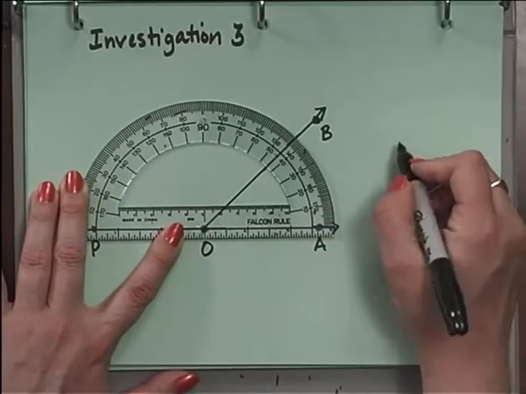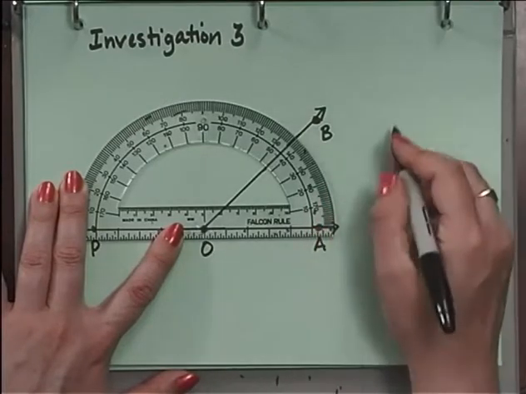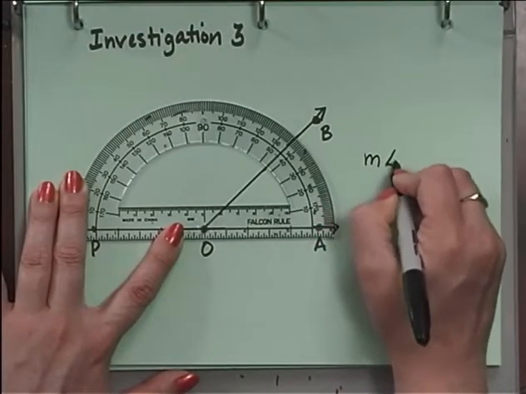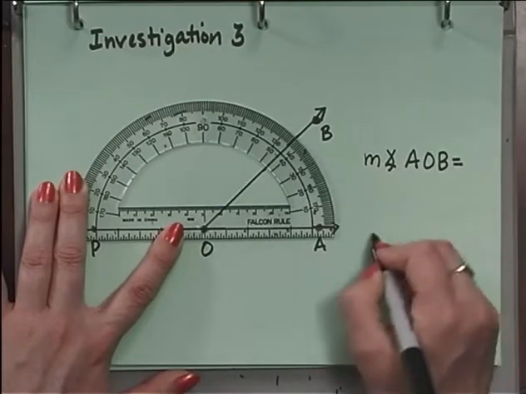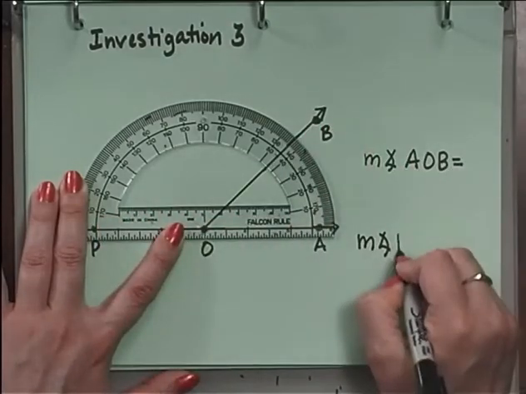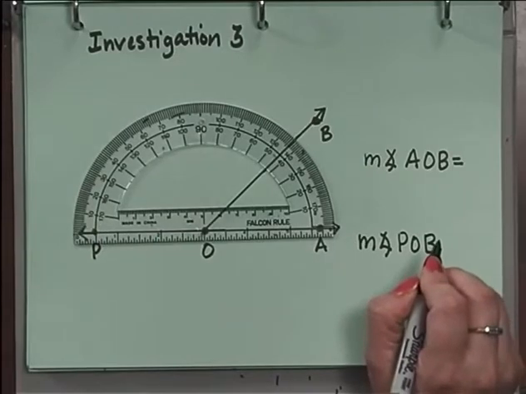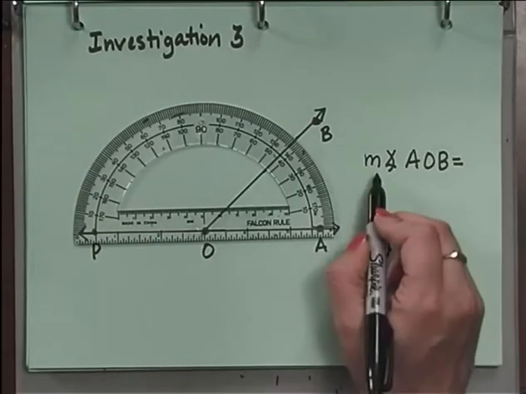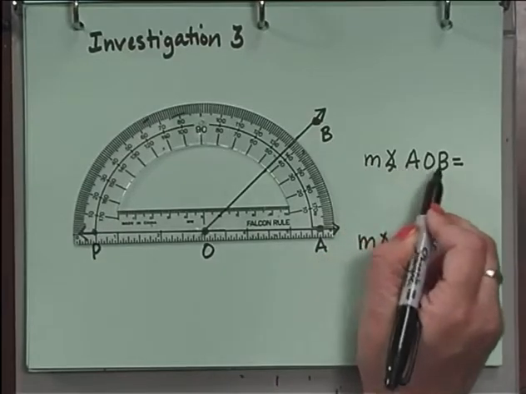Now, what I'm going to do is state the measurements of the 2 other angles that are in this. I want the measurement of angle AOB, and then I want the measurement of angle POB. Now notice how when I say I want the measurement of an angle, I use a little m right here. And this means measure of angle AOB.